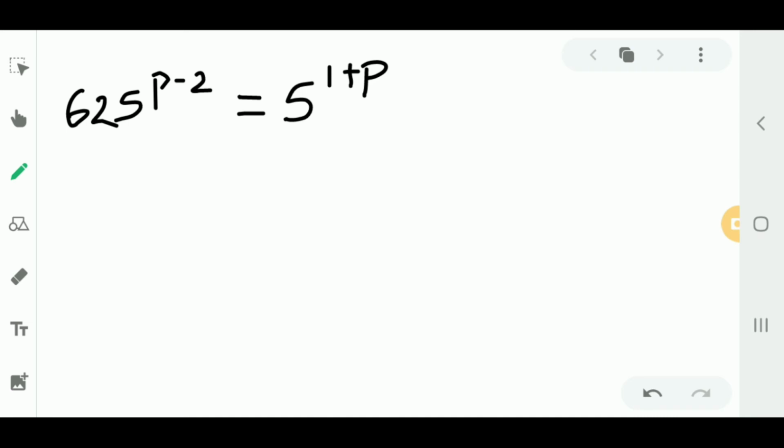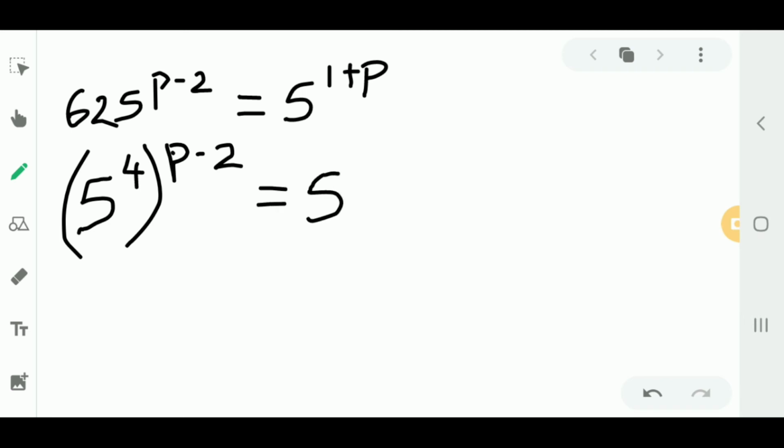So let's try a more complex one. Let's say we have 625 to the p minus 2 is equal to 5 to the 1 plus p. Again, the lowest base we have here is 5, so that means we're converting 625 to base 5. So we have 5 to the 4th power, that gives us 625, and then we have the p minus 2 on the outside of the bracket. And we're leaving the 5 to the 1 plus p here.